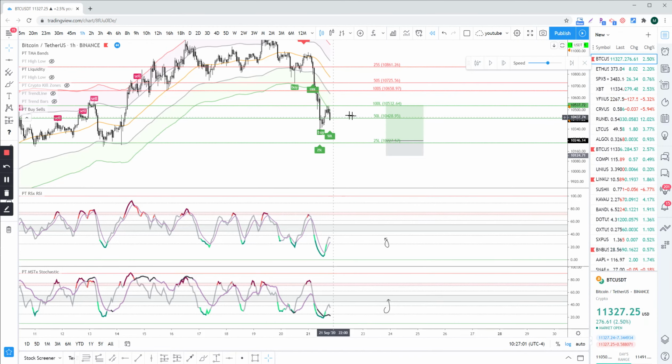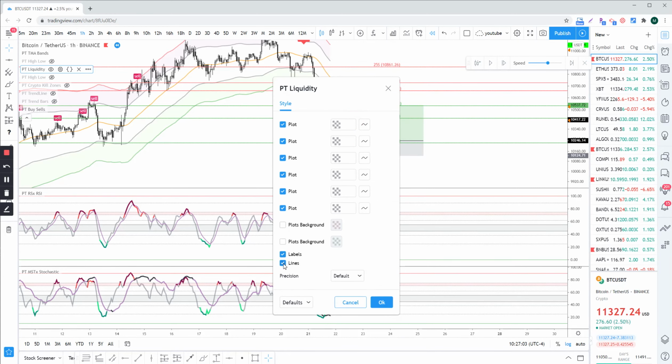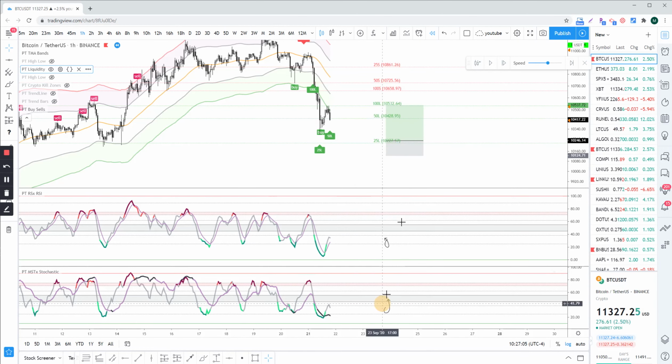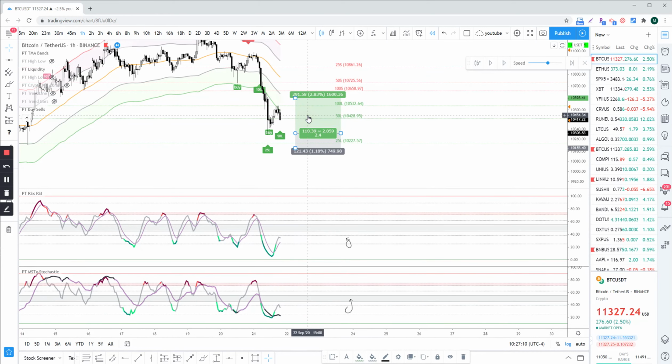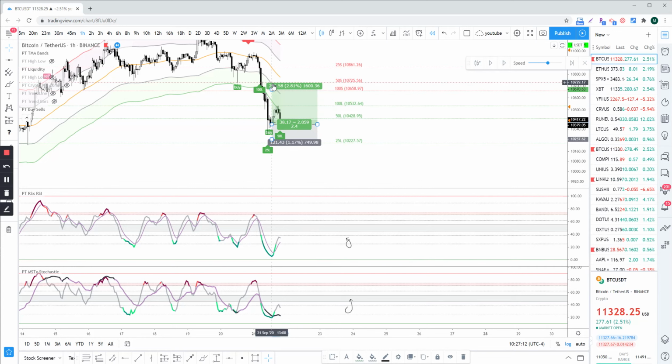So if you add the liquidity indicator, get rid of the lines because I want to see the dots. There we go. And say you punted a long here, at this candle right here. Whatever the case is, just watch what happens to the liquidity.